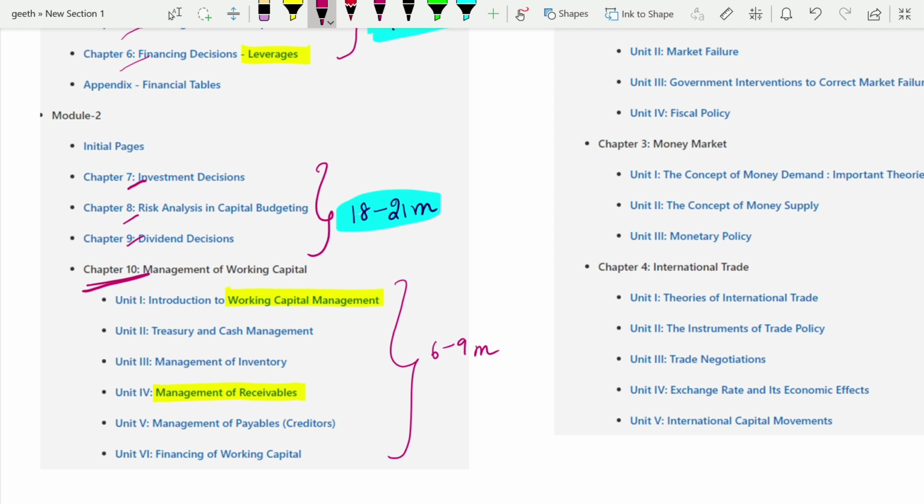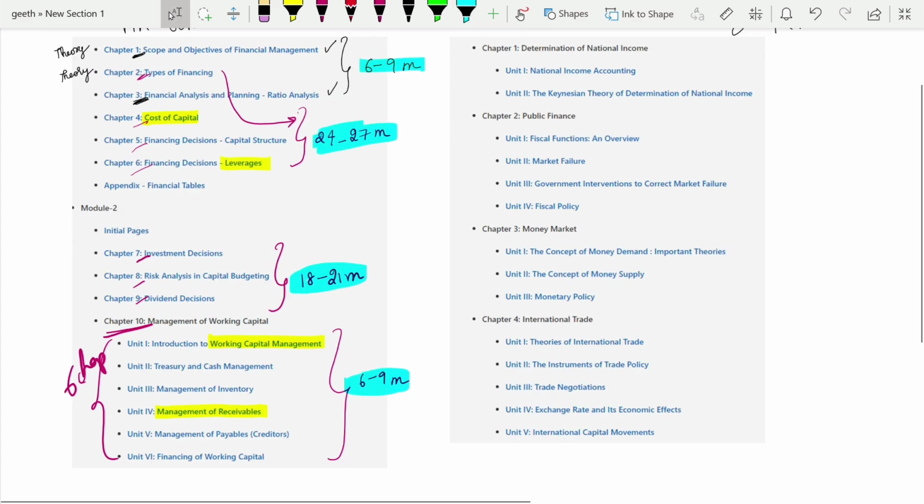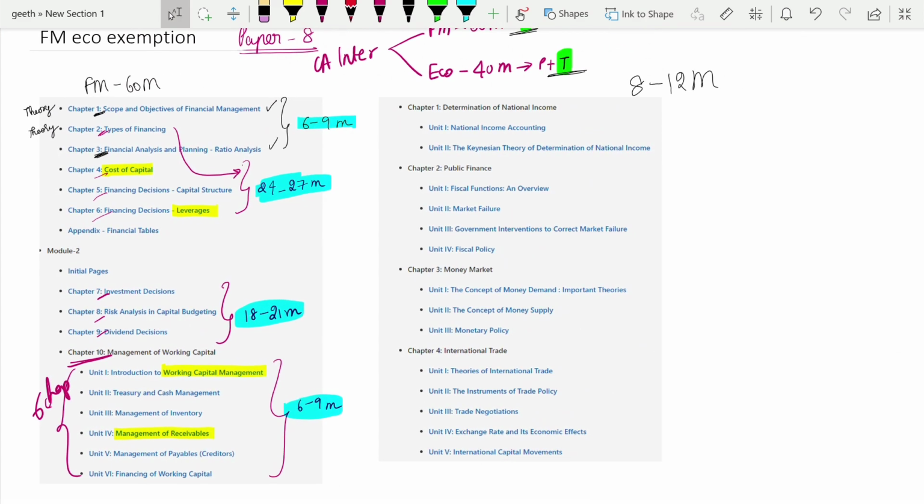See, in this they have told you that there are a lot of subparts, but these are actually not subparts. They are big chapters in themselves. So you can consider it as 3 plus 3, 6 more chapters. But it is a part of management of working capital only. Under that you have 6 units, but these 6 units are equal to 6 chapters, guys. And this is only going to come for 6 to 9 marks. Just 6 to 9 marks. So this is about the FM paper weightage.